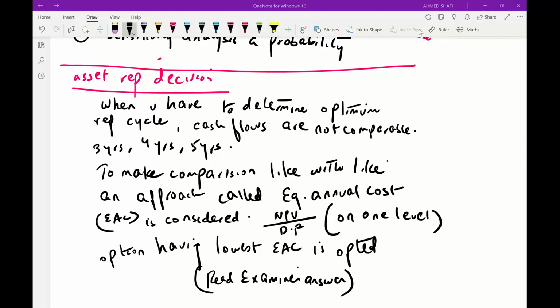So Ahmed Mashal, discount factor and annuity factor, there is no difference in that apart from similar cash flows and uneven cash flows. There is no difference.